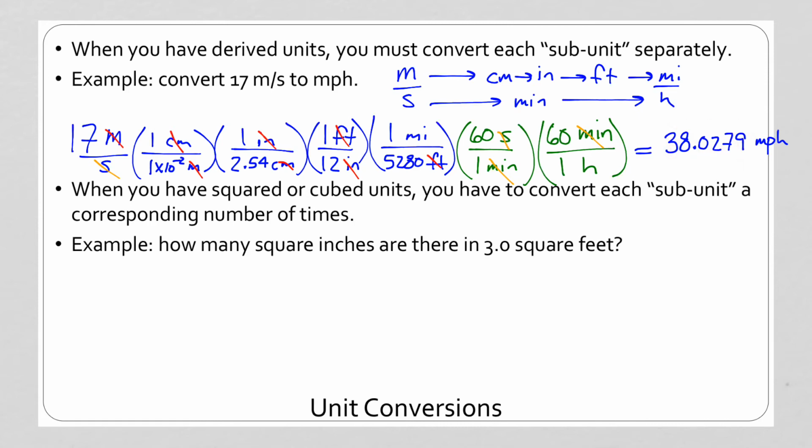In this case, you get 38.0279, but we have to go back to our significant figures. I started with 2 significant figures here. Everything else here are definitions, except this one is rounded. That has 3 sig figs. 2 sig figs is my weakest link, so I'm going to count 2 sig figs there, and this will come out to 38 miles per hour.